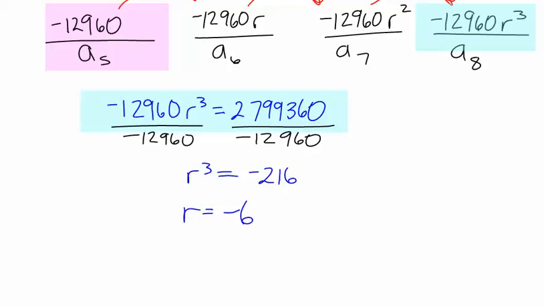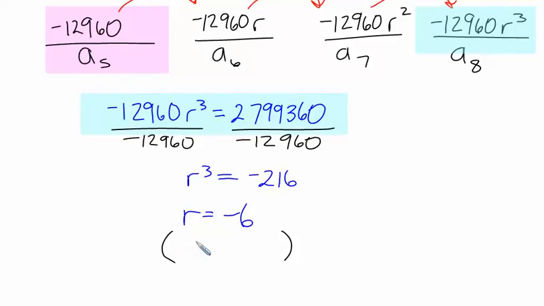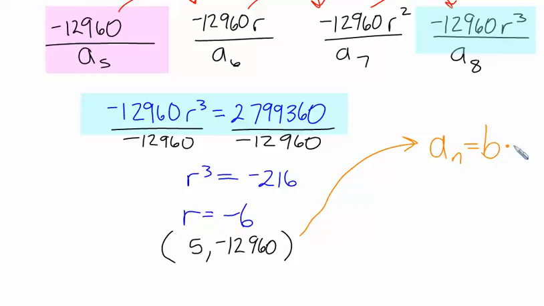So once we have this figured out, it's kind of downhill from here, but we do need to figure out the original point that we had. So you need to come back up to the beginning and take either one of those two. I like the a sub 5 point better. It's just a smaller number. So that would be 5, comma, negative 12960. And we're going to take these two items and we're going to plug in to our a sub n equals b times r to the n. The a sub n is the value negative 12960.